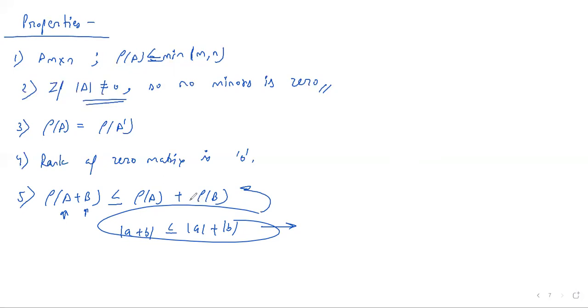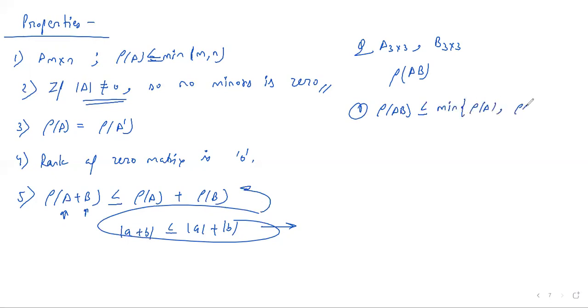Okay, now let's see it here. If I have two matrices, A which is 3 cross 3, and another matrix B which is also 3 cross 3, and we take the multiplication of these two matrices, AB, and I want to find the rank of this matrix AB. For the multiplication of these two matrices, we have the property that rank of AB is less than or equal to the minimum of rank of A, rank of B.